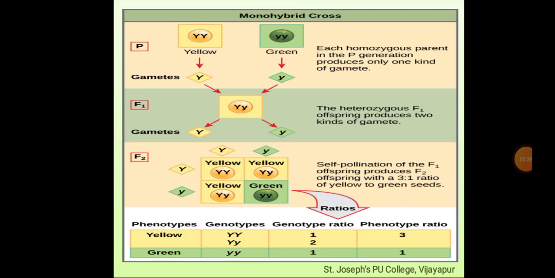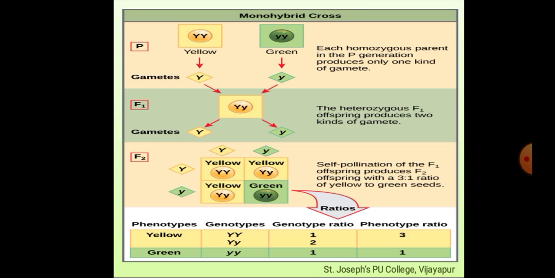Here you can understand how Mendel conducted the monohybrid cross. He used yellow flower and green flower plants of the same species, that is the pea plants. And in the F1 generation, he got all yellow flower plants, that is indicated as capital Y, small y.